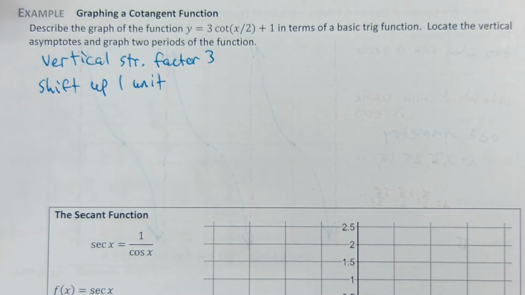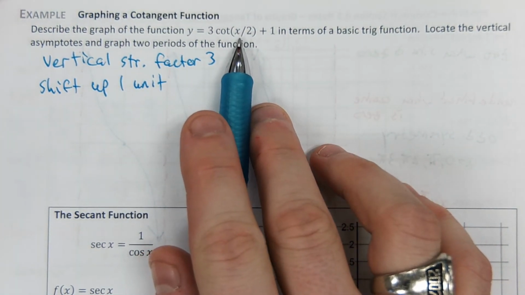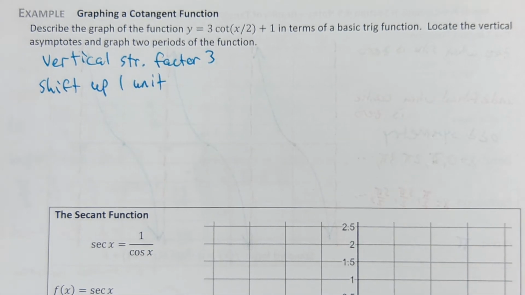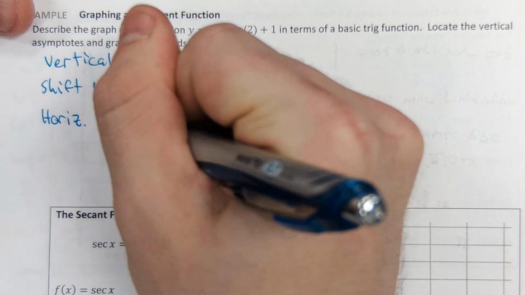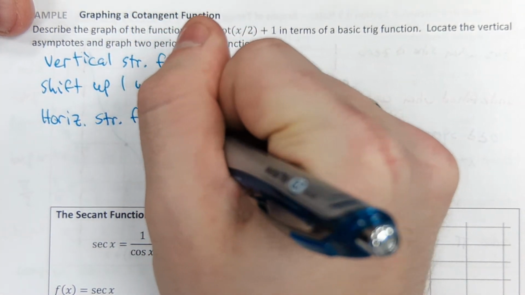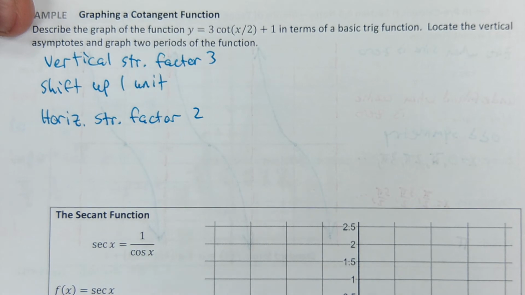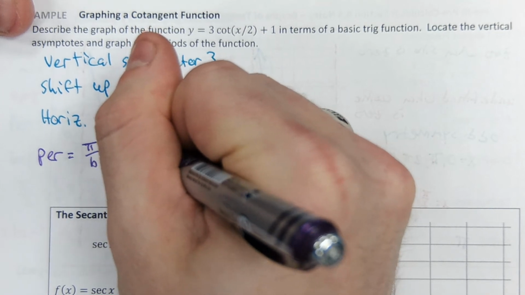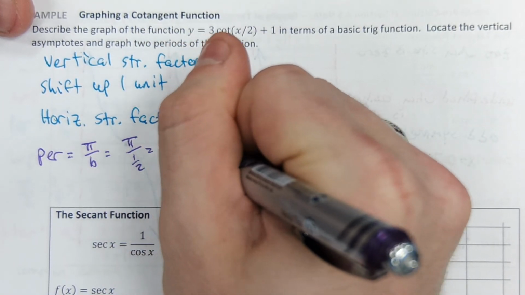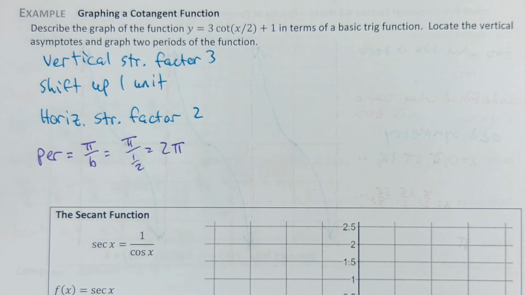And most important is this transformation. This is x times 1/2. Looks like I'm cutting my x's in half, but I'm not. Horizontal stretch, factor 2, because horizontal inside opposite. So the period, which is supposed to be pi, is pi over 1/2, also known as 2 pi. That means there will be 2 pi between its asymptotes, 2 pi between its zeros. It has not been shifted left or right.